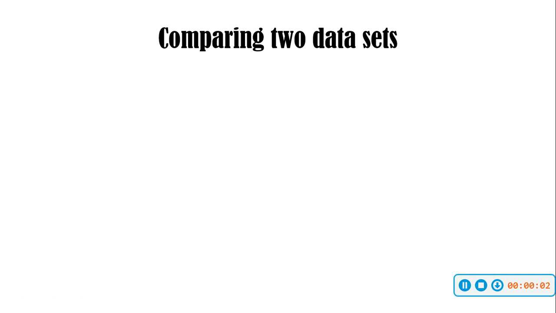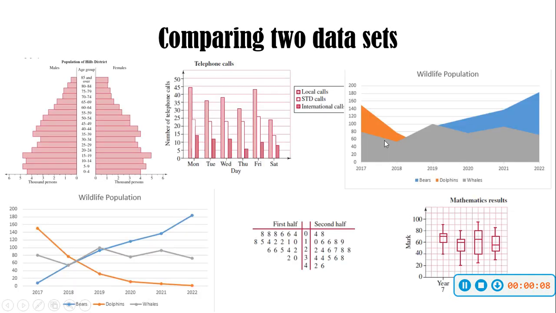In this video, we are going to look at comparing two data sets. In the last lesson, we have already looked at how statistical displays can be used to compare two data sets to make judgments and predictions. And we discussed one of the examples from parallel box plots. In this lesson, we are going to go through two more examples.